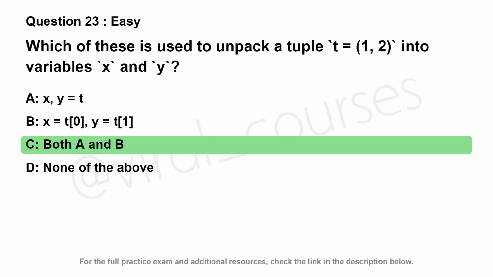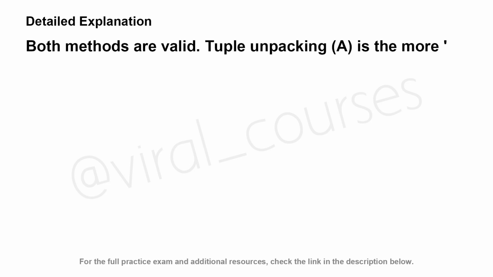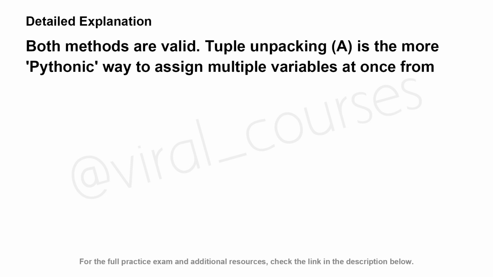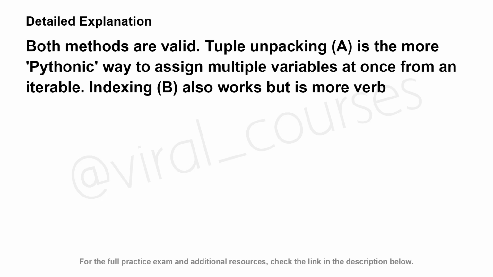The correct answer is C. Both methods are valid. Tuple unpacking, A, is the more Pythonic way to assign multiple variables at once from an iterable. Indexing, B, also works but is more verbose.